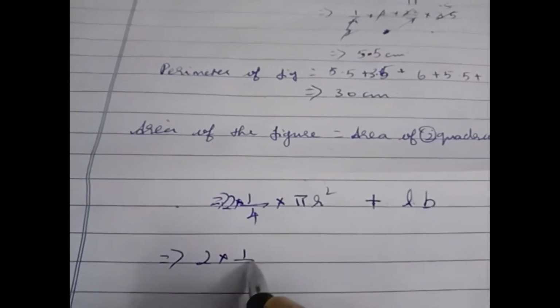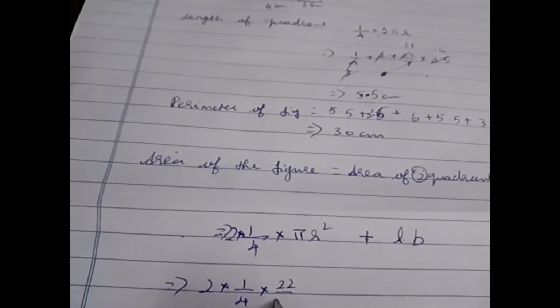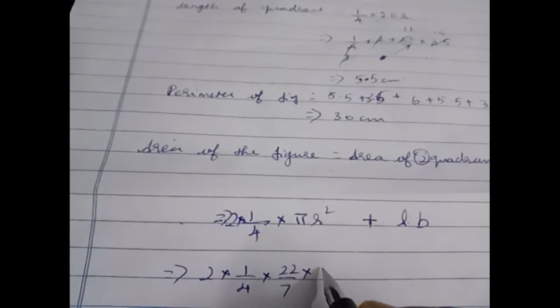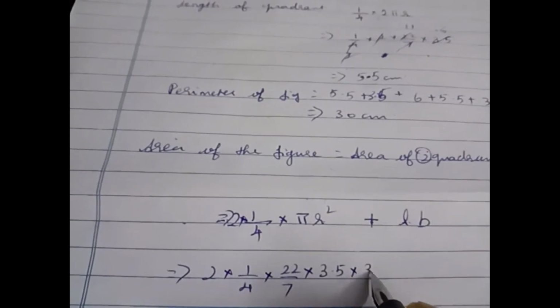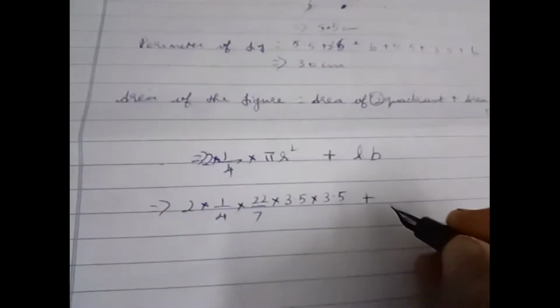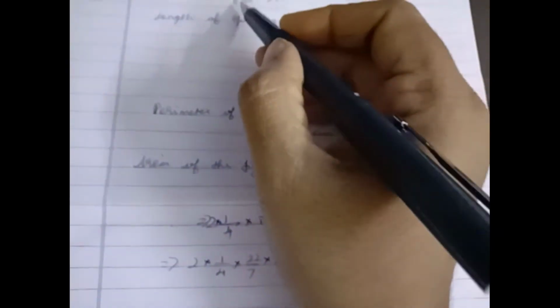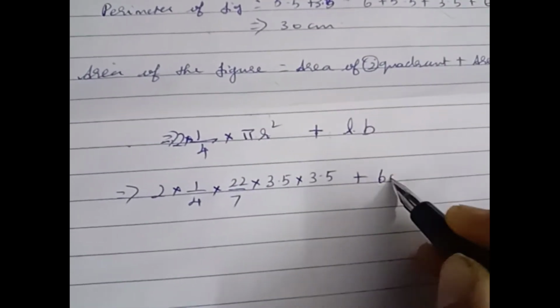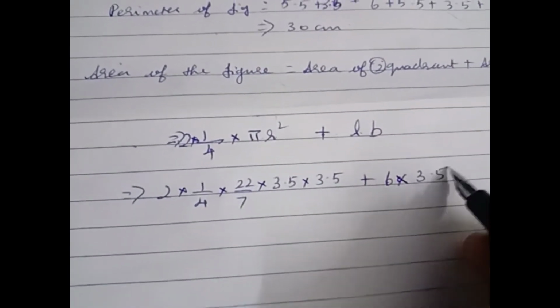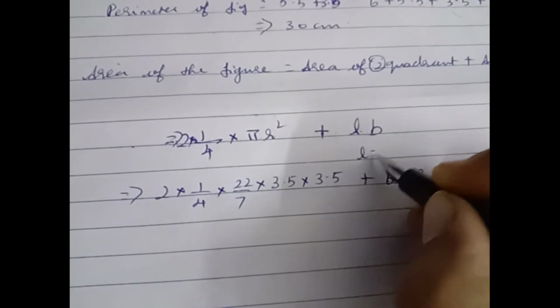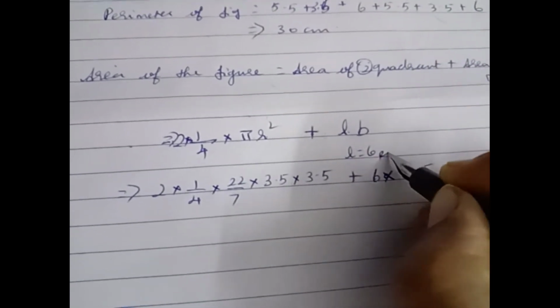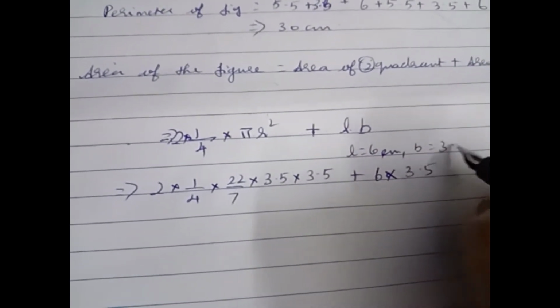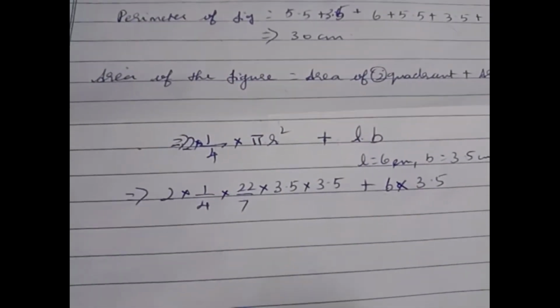2 into 1 by 4 into 22 by 7 into r value is 3.5 into 3.5 plus here L value they given as 6 centimeter and B value is 3.5. L is equal to 6 into 3.5. Take and write it down. L value is equal to 6 centimeter and B value is equal to 3.5 centimeter.